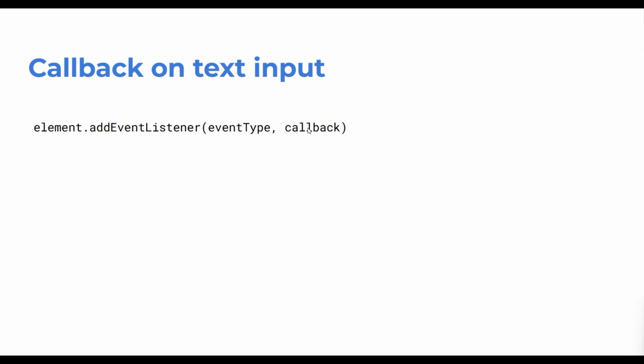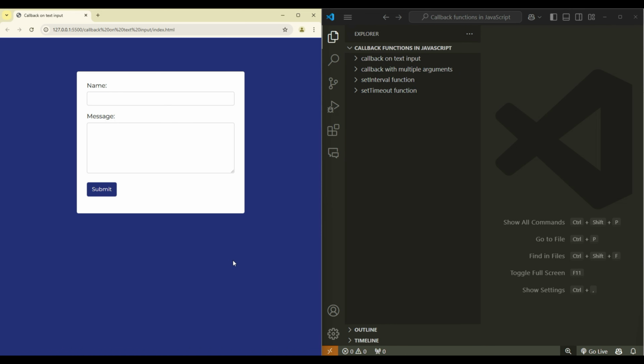The second is the callback function. This function gets executed when the matching event is triggered. By using addEventListener, we will build this app. We have a form with an input field and a text area. We will add a highlight class to the input field and text area when the user clicks or focuses on this element. We will remove the highlight class when the user navigates away from these elements.